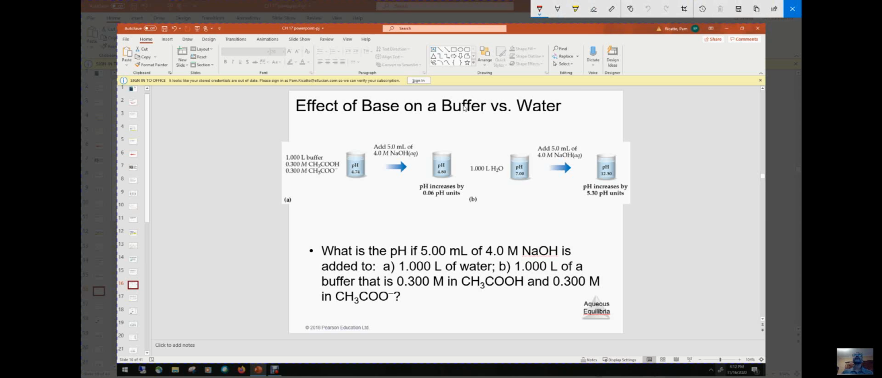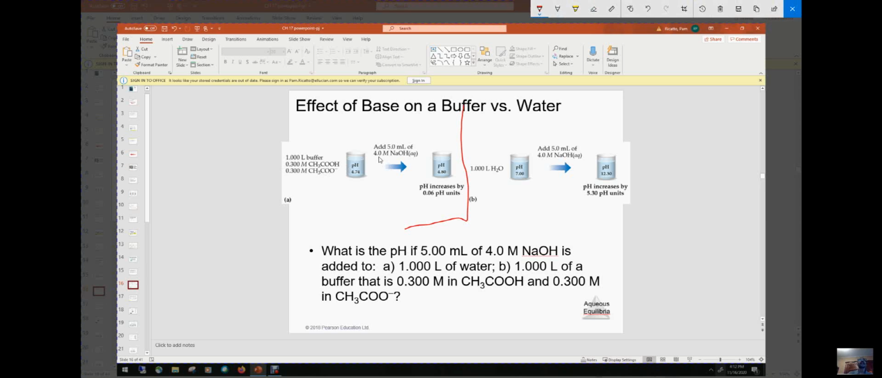Let's compare this side with this side. Okay, so I have a 1 liter solution of buffer. It's pretty strong. It has a strong buffering capacity. It's 0.3 molar in acetic acid, and it's 0.3 molar in sodium acetate. So it's ready for the addition of sodium hydroxide.